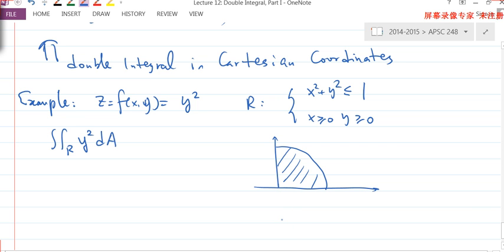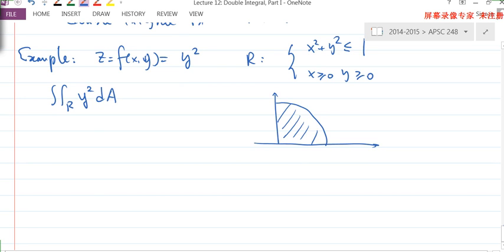Once we get R, we can start to do the integral. We haven't learned polar coordinates, so let's integrate this in Cartesian coordinates. I'm going to do basically the way I did before. Let me draw arrow lines in the y direction because I want to integrate with respect to y first. So let's write it down.